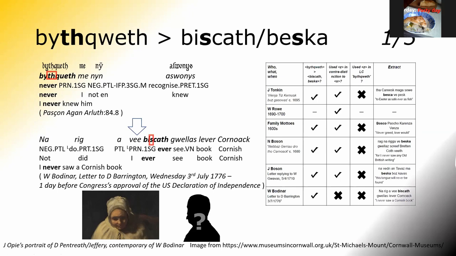As we were saying, there are about 50 attestations of the word bithqueth all through the Middle Cornish corpus, and they all look pretty much like bithqueth, as you can see there. At the bottom of the screen, in William Badinner's letter of about 400 years later, the first th is changed to an s in biscath, and there are about five of these in the later Cornish corpus, all of them biscath with s instead of that first sound. Also, by the way, later on, the earlier qu is always by then a k.